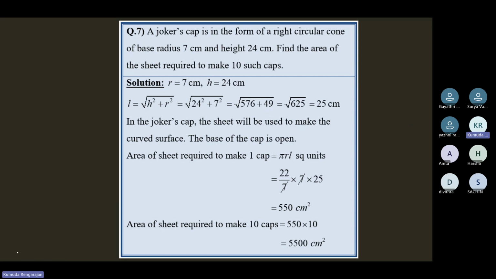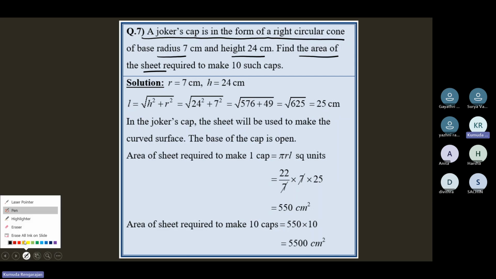So again, a simple question. A joker's cap is in the form of a right circular cone. Radius is given, height is given. Find the area of the sheet. You're making it out of sheet, not cloth, like the birthday conical caps, made of cardboard or some kind of sheet. So find the area of sheet required to make 10 such caps.